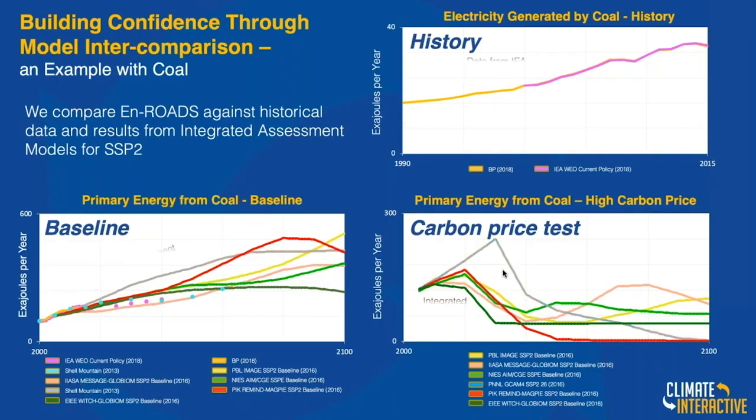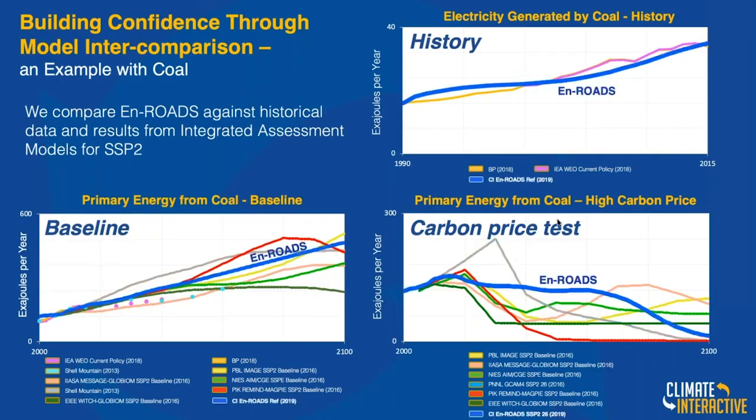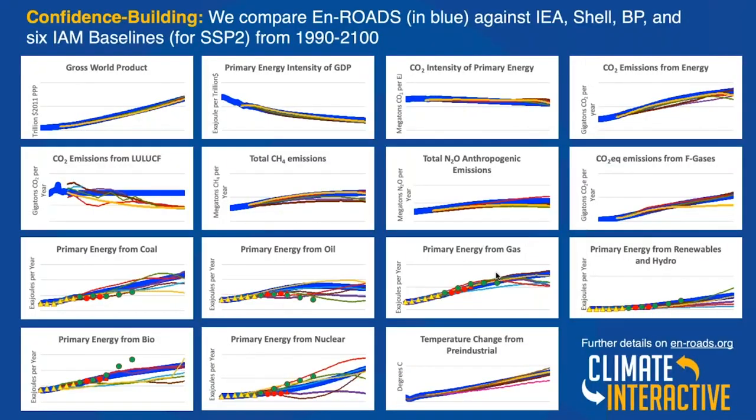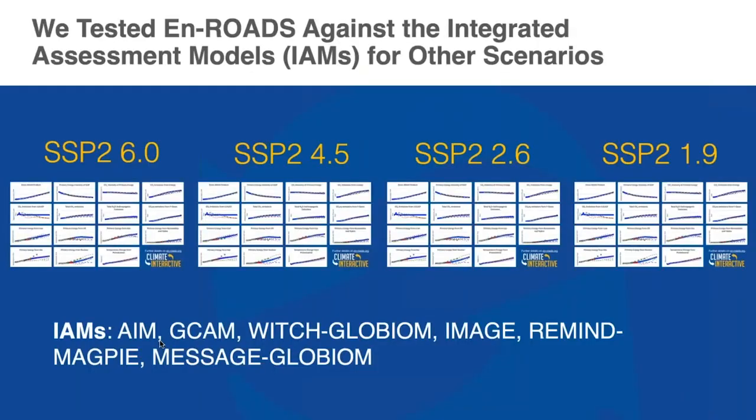So I'm going to now click the button and you see En-ROADS in blue, basically close to the history of coal, close to the baseline in the future, and close to this test in the future. That's one of the ways that we test the model, but not just for coal, but also for GDP, energy intensity, methane, oil, temperature, gas, hydro, nuclear, bio. You can imagine we need to capture many of the other scenarios, but also the ones that go to different, they're called radiative forcing levels.